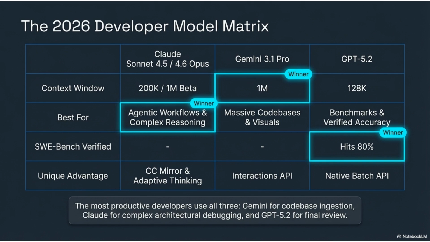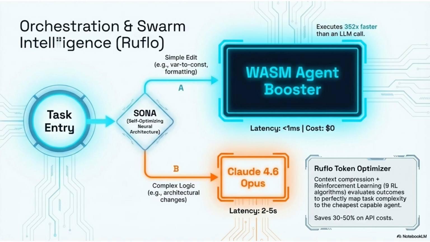The 2026 Developer Model Matrix shows that productivity is maximized by using 3 models: Gemini for codebase ingestion, Claude for complex architectural debugging and agentic workflows, and GPT 5.2 for benchmarks and final review.